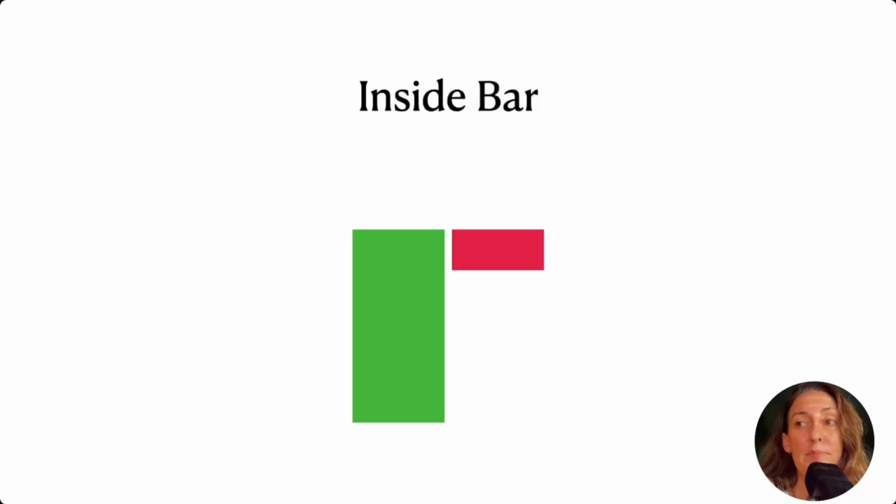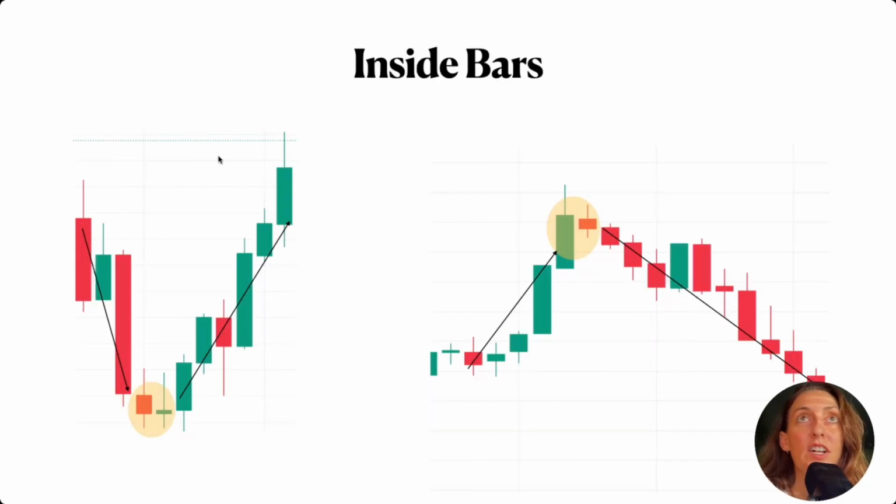Next is an inside bar. That is just a bar that is within the top and bottom of the bar before it. It's a smaller bar than the first bar. So you can see this red bar is inside the confines of the top and the bottom of this green bar. So let's look at a few examples.